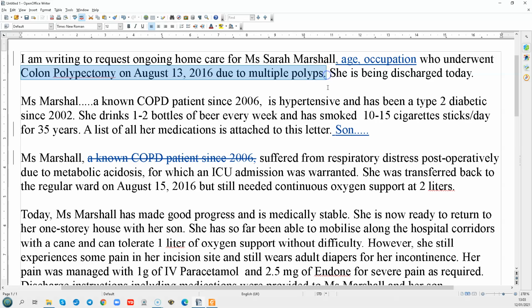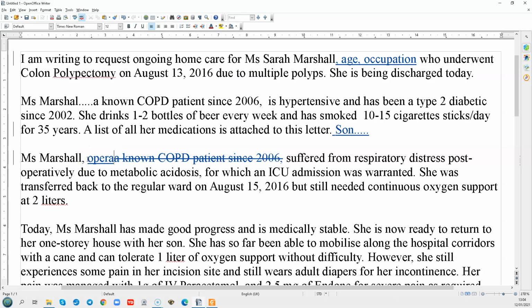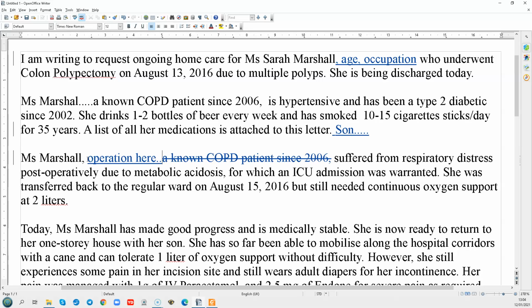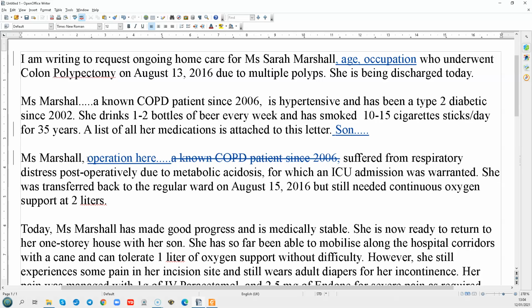Okay, put the operation. So Miss Marshall was admitted on August 13th and had an operation. So we need to put the operation here. Miss Marshall was admitted on, I don't know, the 12th or 13th for an operation. Okay, so put that there, so that makes sense now.